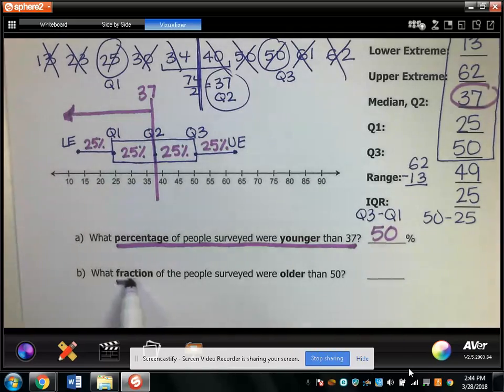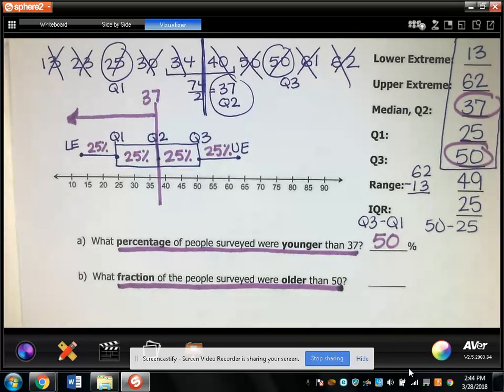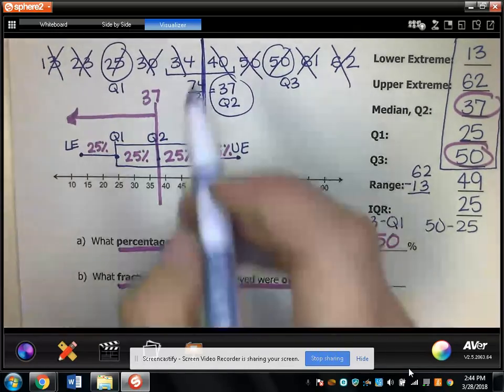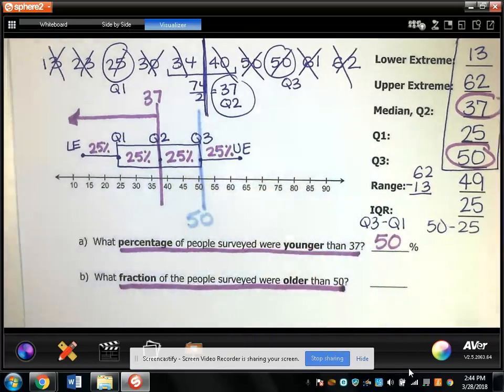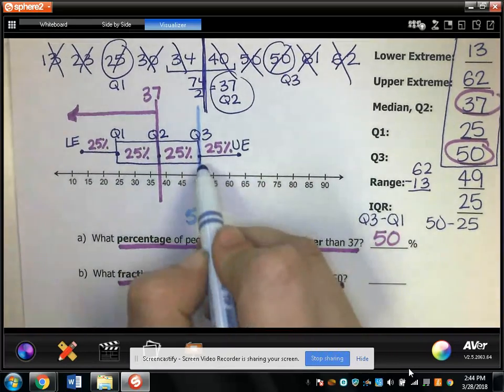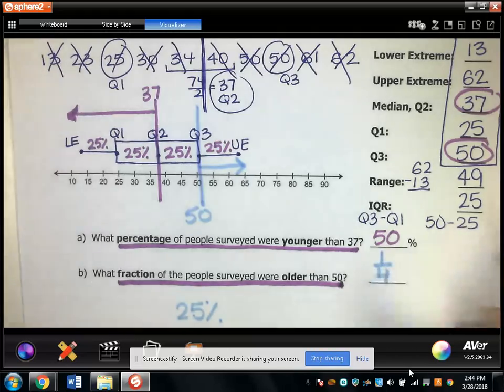This says what fraction of the people surveyed were older than 50? 50 was my Q3. So if I look at 50, which is my Q3, here's 50. What fraction were older? Well, 25% were older, which means a fourth of the population was older than 50.